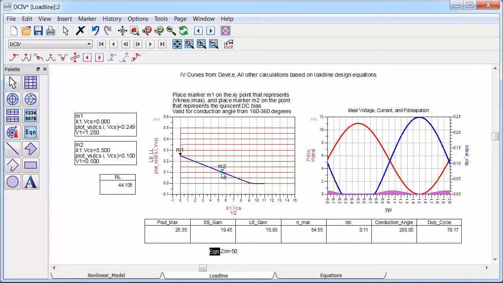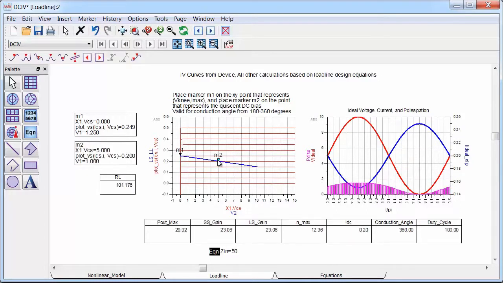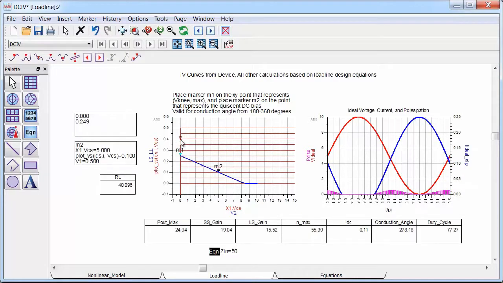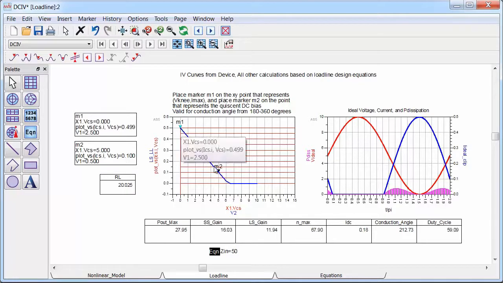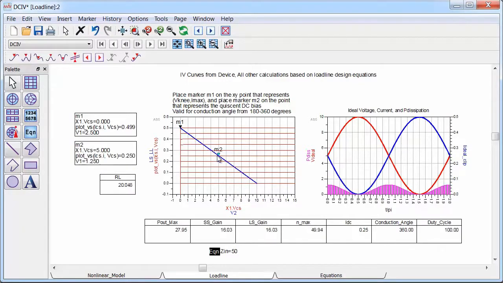So the first mode we'll design is Class A. Now from the sweep I did earlier, my max current was about 500 milliamps. So I put marker 1 on the knee voltage at this current, and then I set my quiescent point marker 2 to be 250 milliamps and 5 volts. That gives me a load value of about 20 ohms and also a maximum output power of about 28 dBm, a maximum efficiency of 50%. So that's Class A. We can also tell that because the conduction angle is 360 degrees, meaning all of the waveform conducts.